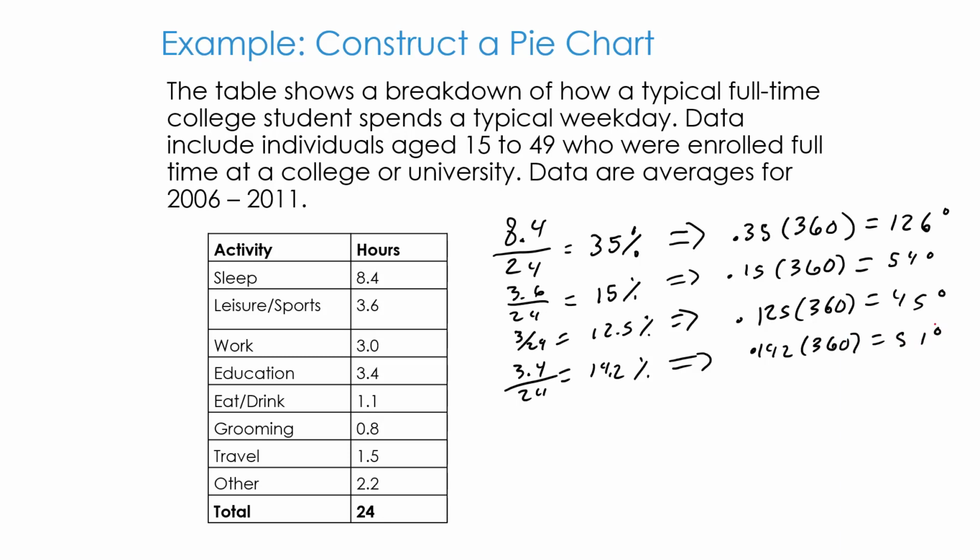A 15.1 degrees wedge. Eating and drinking, 1.1 out of 24, which is 4.6% of the time. And so then times 360, 16.5 degrees. So we'll go 16.6, I'm sorry, 17 degrees.